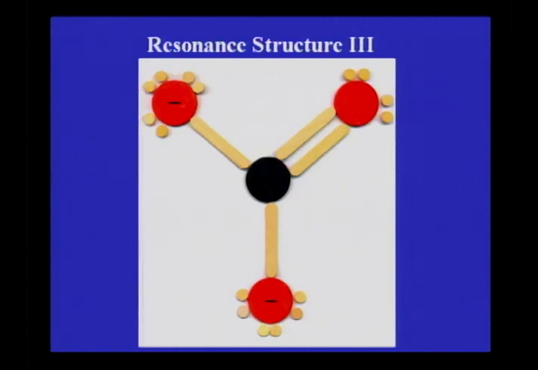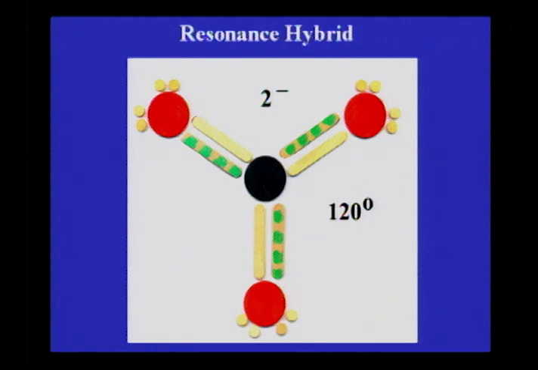So here's the third resonance structure, and overall we have the hybrid. You see the dashed lines represent delocalized electrons, so a total of 6. The total charge is 2 negative, don't forget, it's still an ion, and the bond angles are perfect 120 degrees. And all the bonds are in between a double and a single bond.